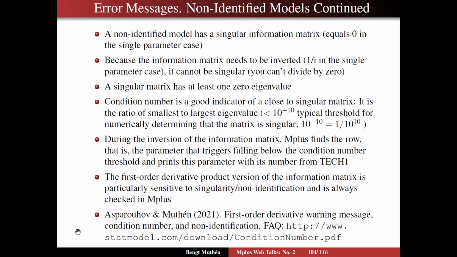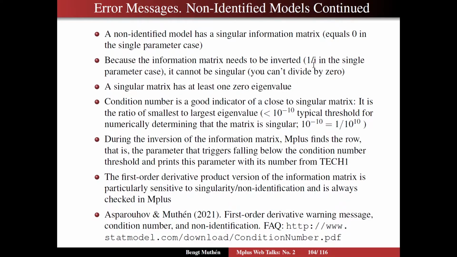On slide 104 then, we connect up with non-identified models using the concept of the information matrix. A non-identified model has a singular information matrix. Singular means in the single parameter case that it's 0. You know, we wanted it to be positive, but sometimes it is 0. And because the information matrix needs to be inverted, that is 1 divided by I in the single parameter case, it can't be singular because you can't divide by 0.